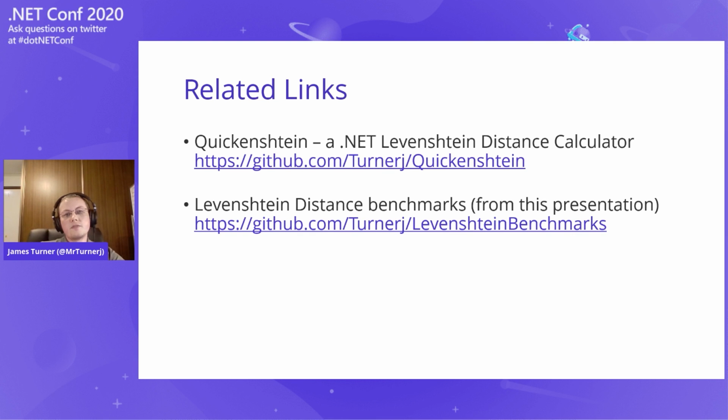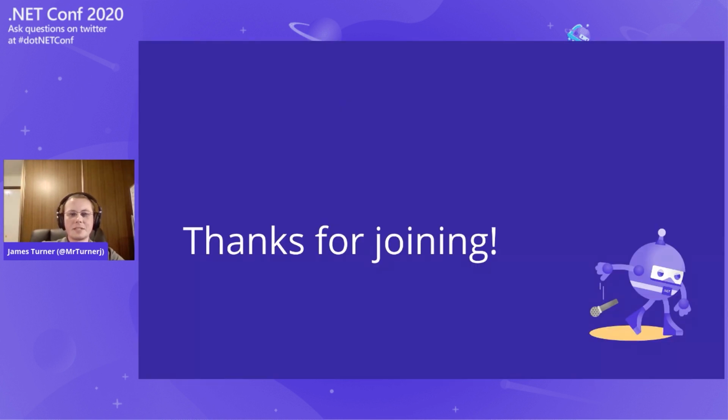Finishing up, you can find my highly optimized version of Levenshtein distance, called Quickenstein, on GitHub. It has every optimization I mentioned today, including the ones I couldn't cover in detail. It is quite possibly the fastest .NET implementation for calculating Levenshtein distance. Additionally, all benchmarks and code from this talk are available on GitHub. Thanks for joining me on my talk.